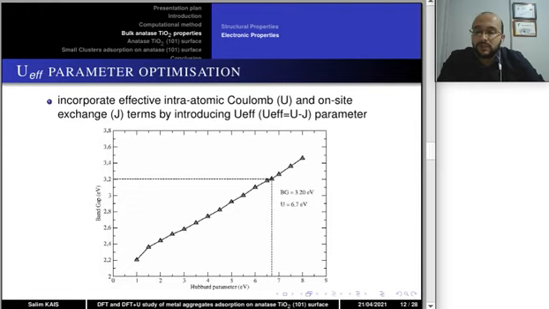So the DFT+U approach is suggested to improve such localization efficiency. This approach consists of incorporating effective intra-atomic Coulomb and one-site exchange terms by introducing the U effective parameter. The optimization of the U effective parameter shows that the value of 6.7 electron-volts produces the experimental band gap, as shown in the density of states figure of titania anatase.